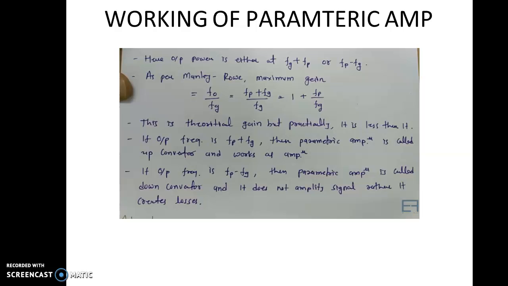As per the Manley-Rowe equation, the maximum gain can be given as F0 by Fg is equal to Fp plus Fg by Fg, which is equal to 1 plus Fp by Fg. This is a theoretical gain, but practically it is less. If the output frequency is Fp plus Fg, then the parametric amplifier is called an up converter and works as an amplifier. If the output frequency is Fp minus Fg, then it is called a down converter. It doesn't amplify the signal, rather it creates losses.